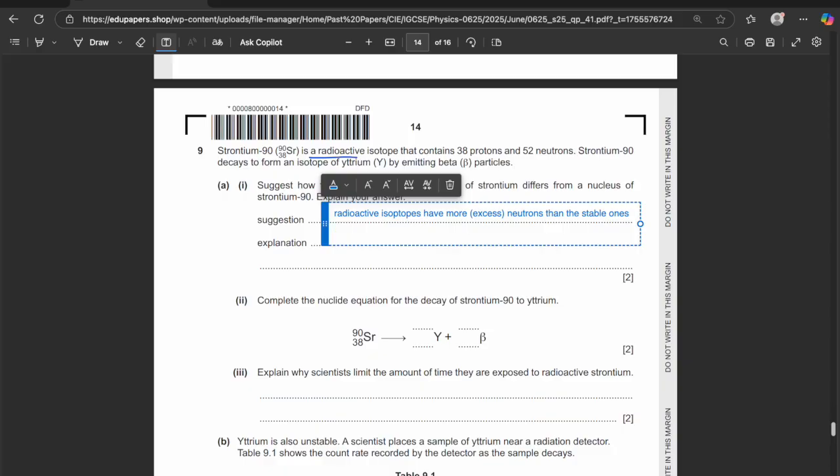And for explanation, if you have an excess of neutrons, it leads to instability, or you can say radioactivity.